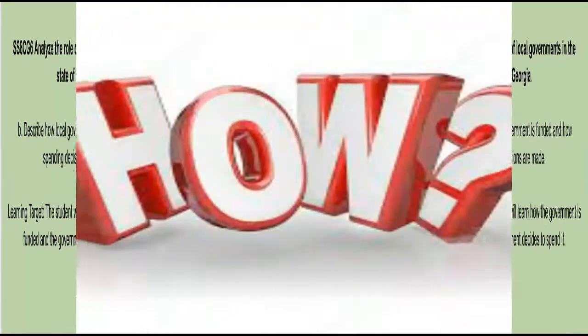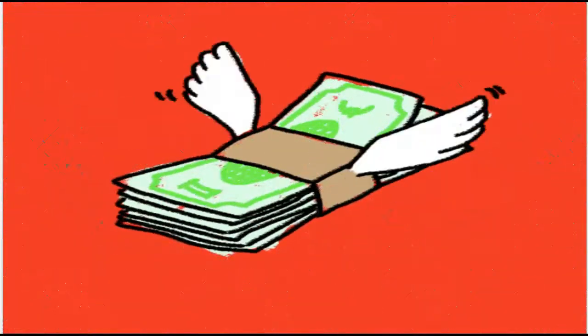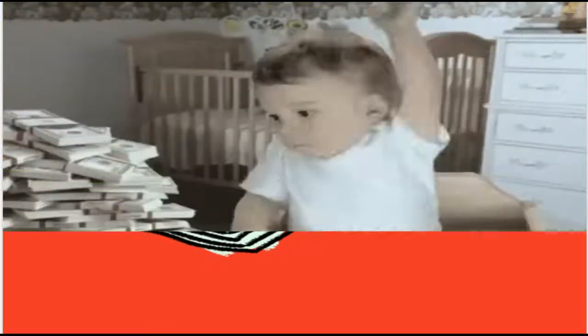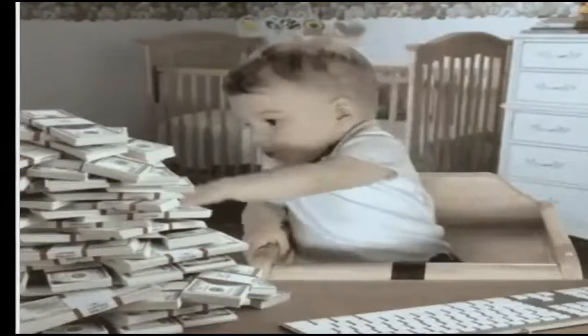How does the government get money to pay for programs and everyday items it needs? Well, the local government gets revenue or money for programs through tax and non-tax programs. How does the government spend our money? It is based on the financial needs of the cities and counties.